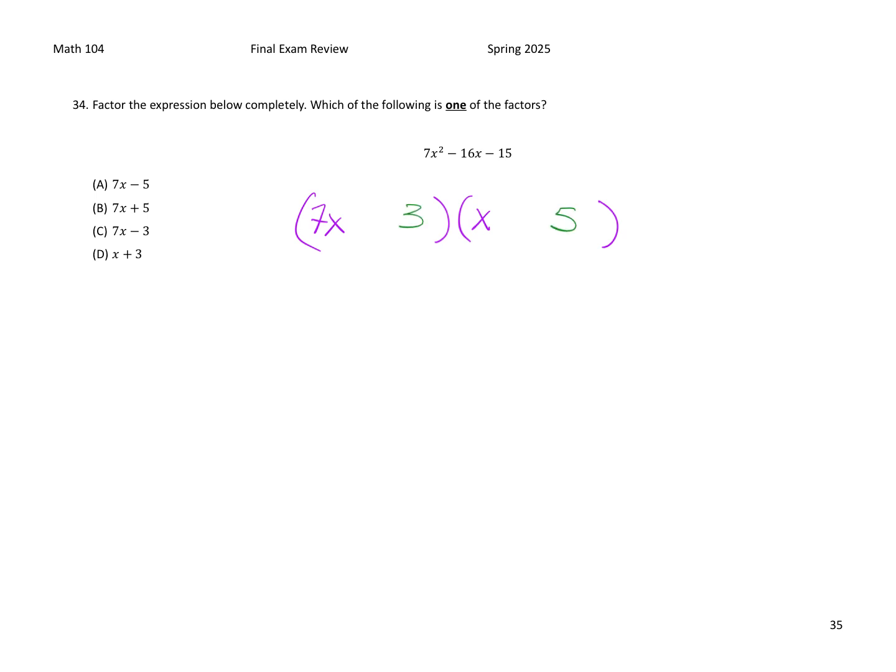3 and 5 and see what happens when we FOIL. 7x times x is 7x squared. Okay, good. 7x times 5 is 35x. And then I have a 3x. So there's no way I can put together a 35 and a 3 to make a negative 16. So let's try and swap these.